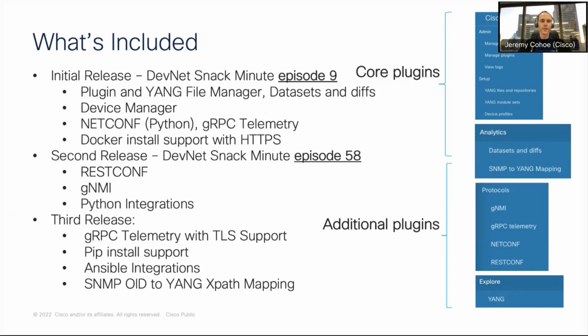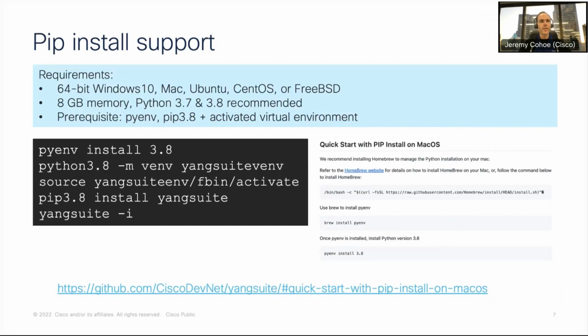Now, in the third release, we're continuing some integrations, but instead of Python this time, we have Ansible playbook integrations. So you can easily generate the playbooks in Yang Suite and then move those into your Ansible orchestration system. There's some other innovation that's happened here, primarily around the SNMP to Yang XPath mapping. We'll see just a screenshot example of how we can help migrate from some of the legacy SNMP systems to some of the next-gen Yang or XPath-based telemetry or APIs. So as I mentioned, the pip install support.